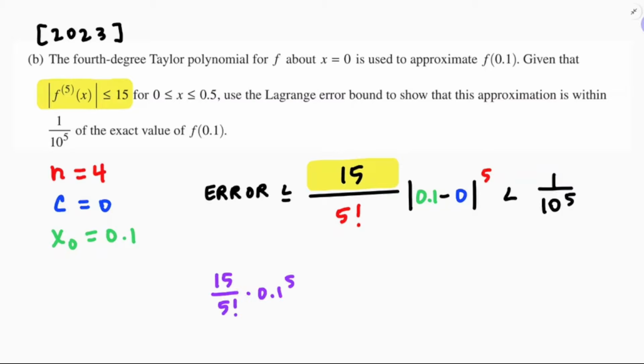0.1 to the fifth is going to be, if I broke it into its factors, 5 times 3 over 5 times 4 times 3 times 2, and that 0.1 to the fifth is 1 over 10 to the fifth. And then I could cancel some stuff off and be like, okay, I've got 8 times 10 to the fifth in the denominator. That's definitely going to be less than 1 over 10 to the fifth. And that's why that works, arithmetic-wise.